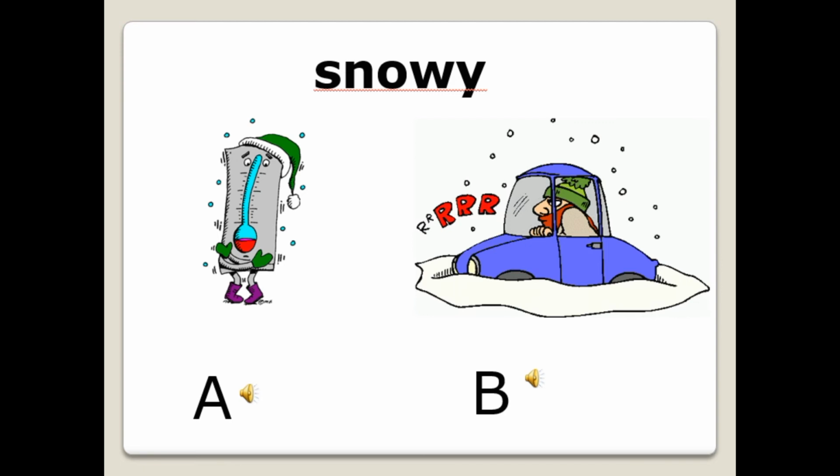The last one we have, it's snowy. What about that? A or B? Letter A, remember, it's freezing, too cold. But letter B represents snowy, right? So letter B is correct.